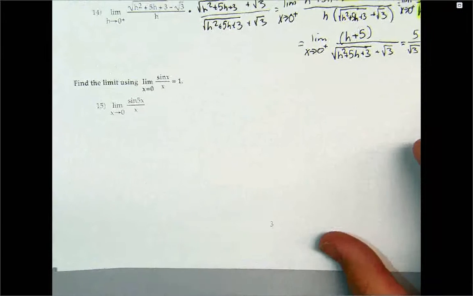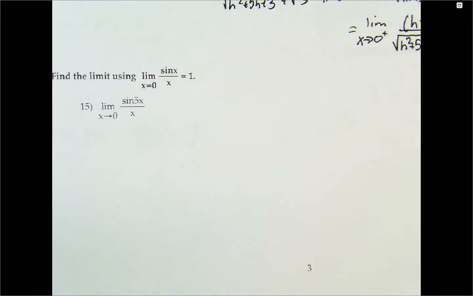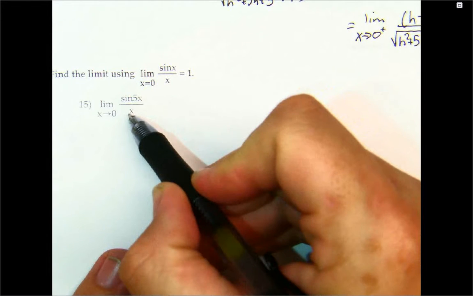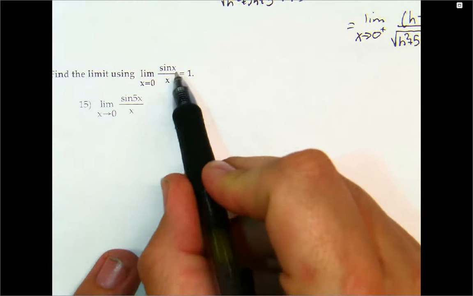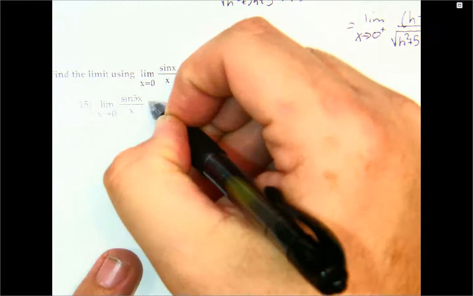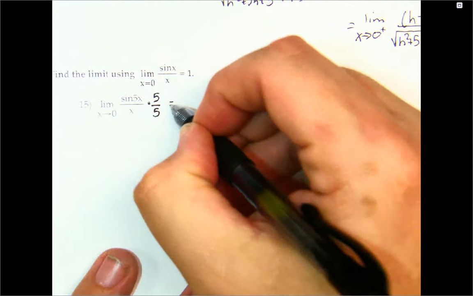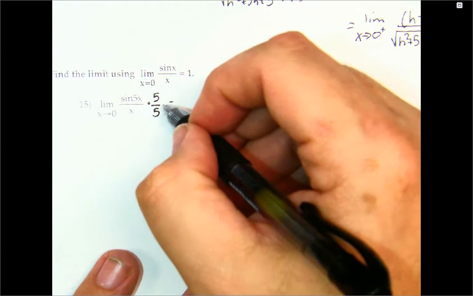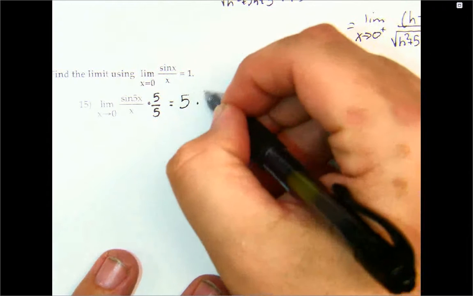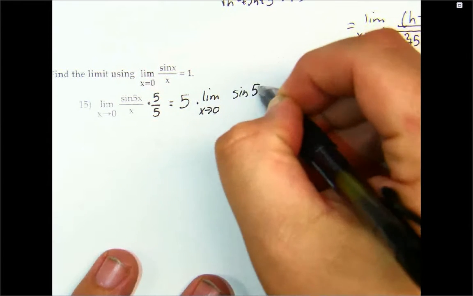Now, remember, the angle 5x has to agree with the x that's in the denominator. I need this to be a 5x. The only way to have that happen is 5 over 5. And this is going to end up being 5 times the limit as x approaches 0 of sine 5x over 5x. This whole thing is equal to 1, so our answer is 5.